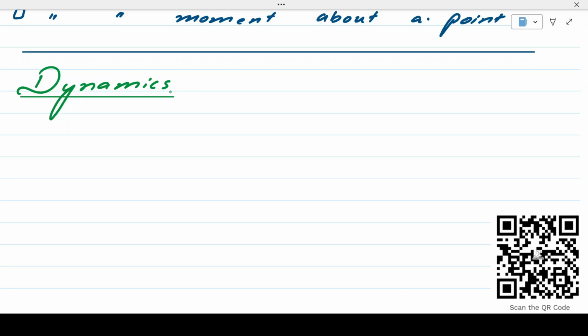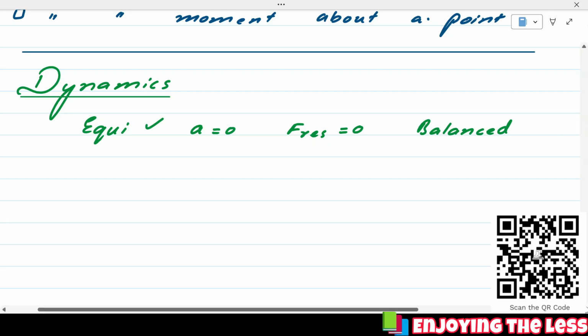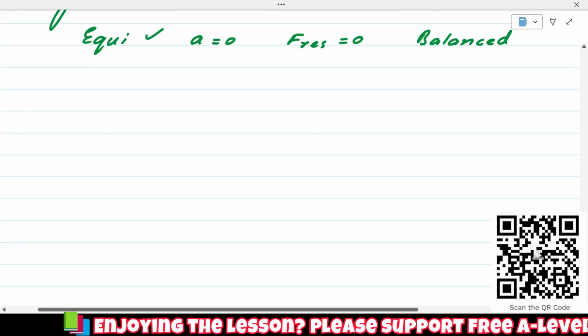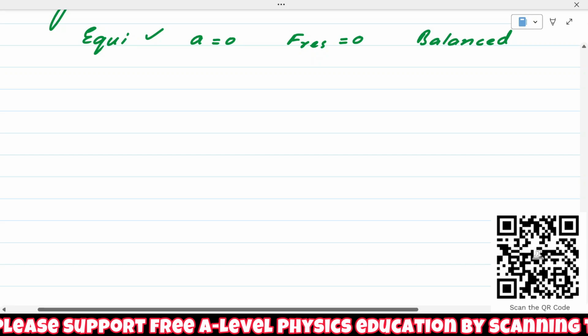About Newton's laws and forces. In any question, if you have a situation where the object is in equilibrium, it means the sum of the forces in any direction should be 0. Equilibrium means no acceleration, or no resultant force, or the object is balanced, stationary, static. All of that means the object is in equilibrium, and if you need to find anything, put the forces equal to each other.